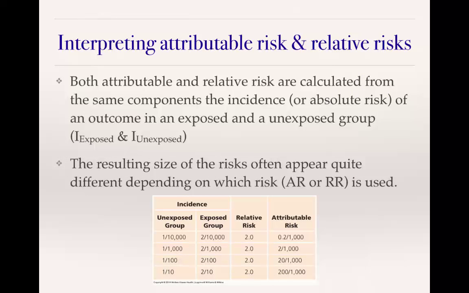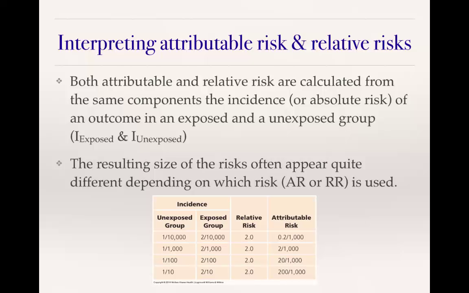Let's look at how attributable risks and relative risks work together. We know that both attributable and relative risks are calculated from the same components. So that's the incidence in the exposed and the incidence in the unexposed. So why does that result in such a big difference? We know that the relative risk for our estrogen example is 1.27, whereas our attributable risk is 4.2 per thousand, or if you're thinking about the raw calculations, it's 0.0042.